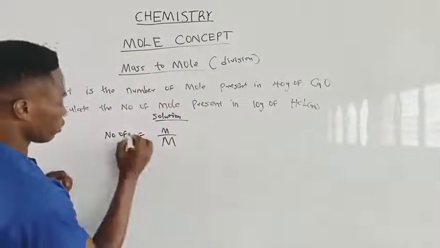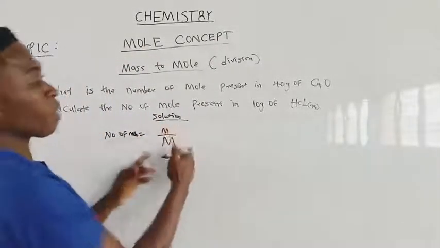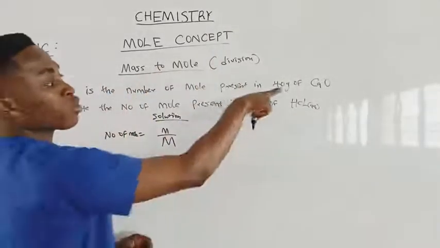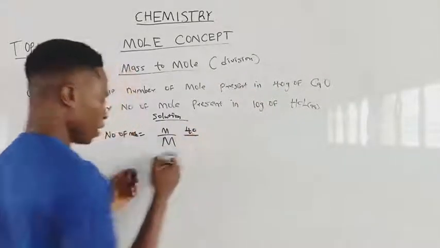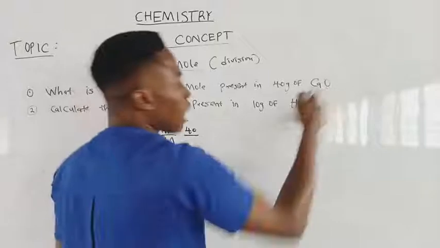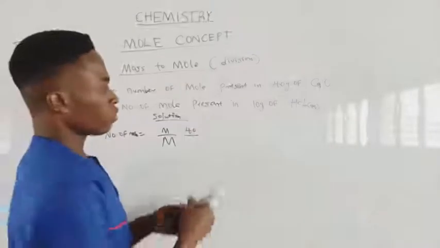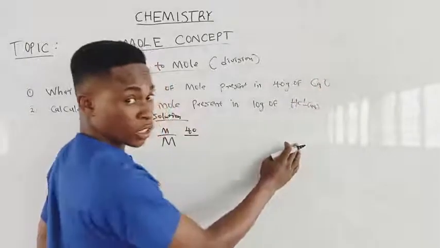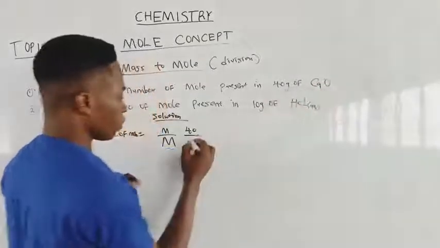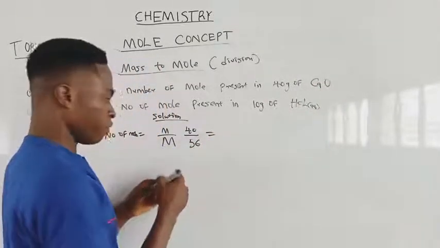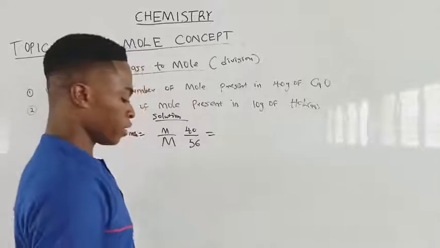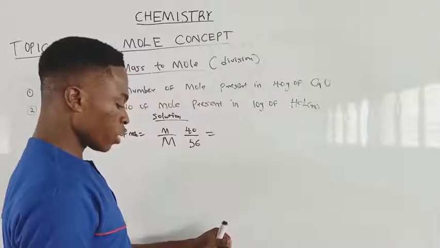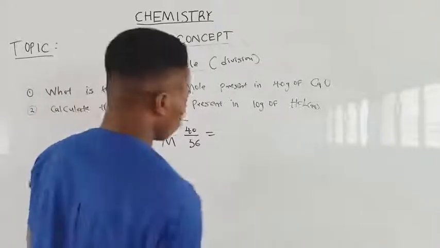Number of mole is equal to mass over molar mass, where the mass is given to you. That's just why they say mass to mole. The mass must be given, which is 40, divided by the molar mass. What is the molecular formula of calcium oxide? You just write it aside. The atomic mass of calcium is 40 and oxygen is 16. 40 plus 16 is 56. So you divide 40 by 56, which will give you 0.714.